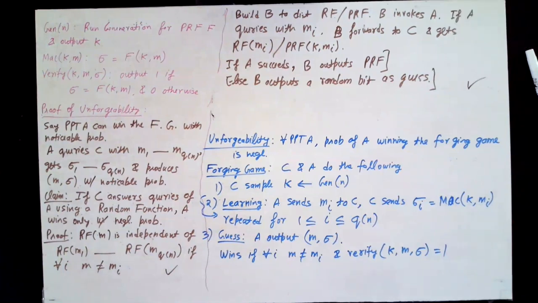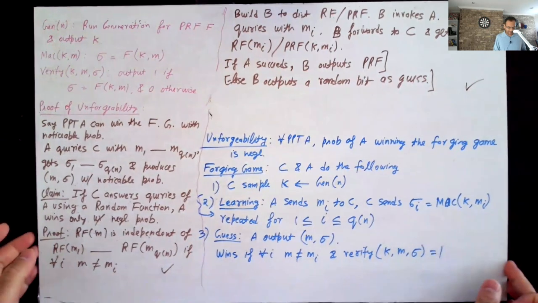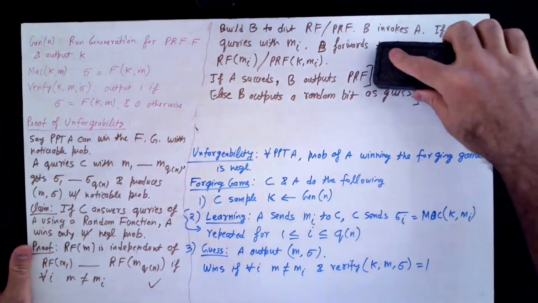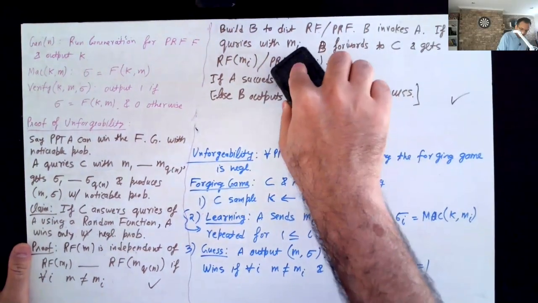Sir, but okay, how does A know that it succeeded? Well, yeah, that's a very good question. Again, by querying the challenger. But the challenger can give you random output also, right? Then how will you know? So, yeah, let me write it here.